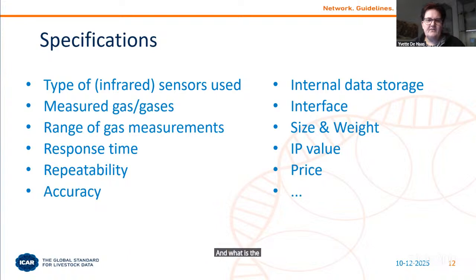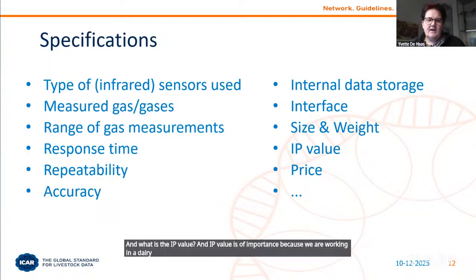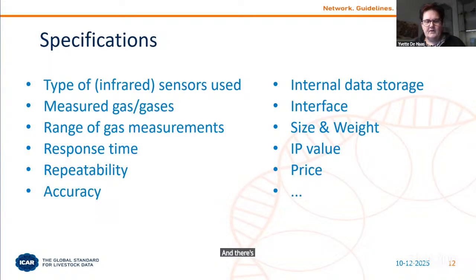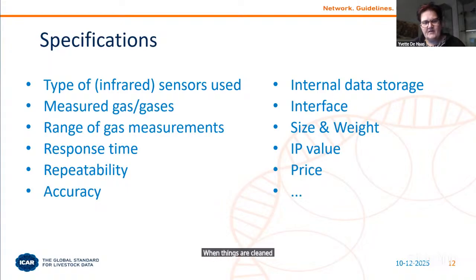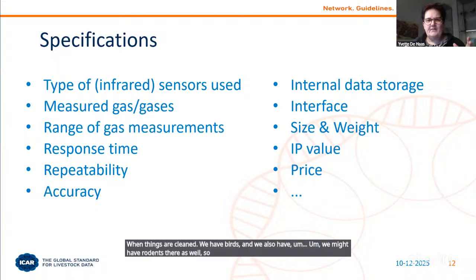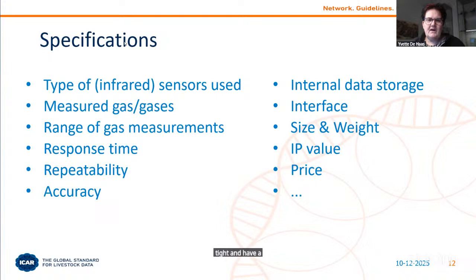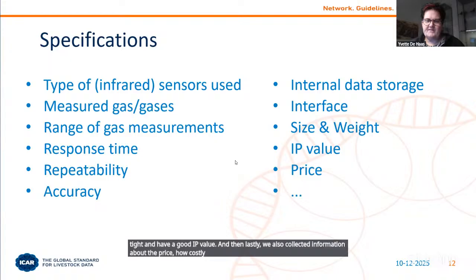The IP value is important because we are working in a dairy barn, and there's a lot of dust going around, a lot of ammonia, and moisture when things are cleaned. We have birds, and we might have rodents there as well. So it's really important to have the box really tight and have a good IP value. And then lastly, we also collected information about the price, how costly they are to purchase.